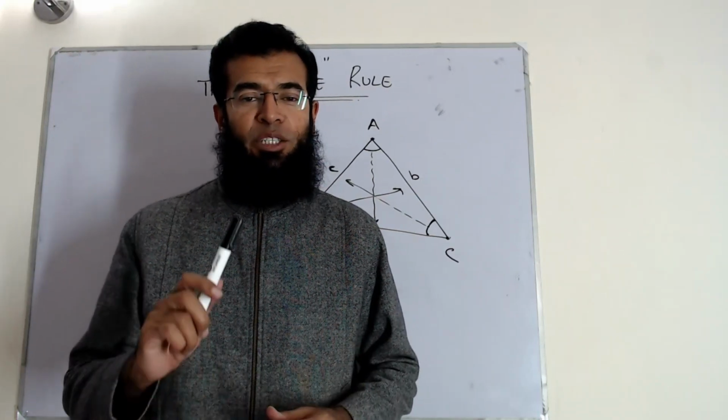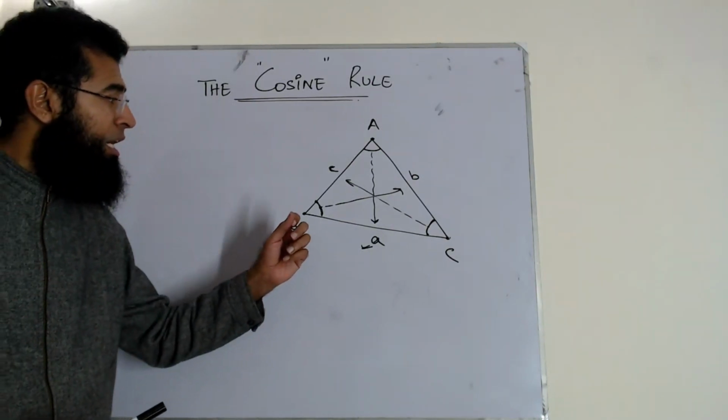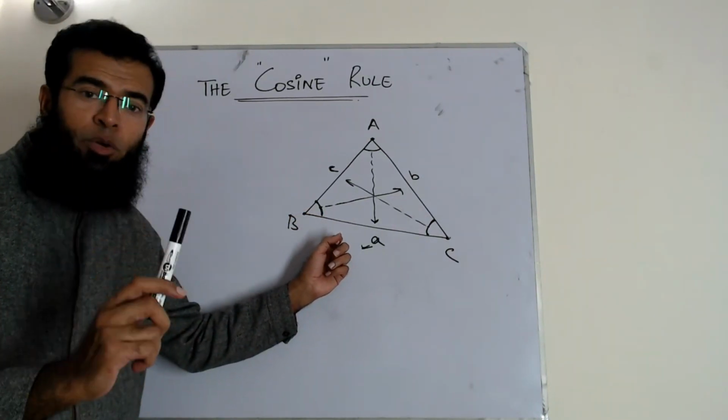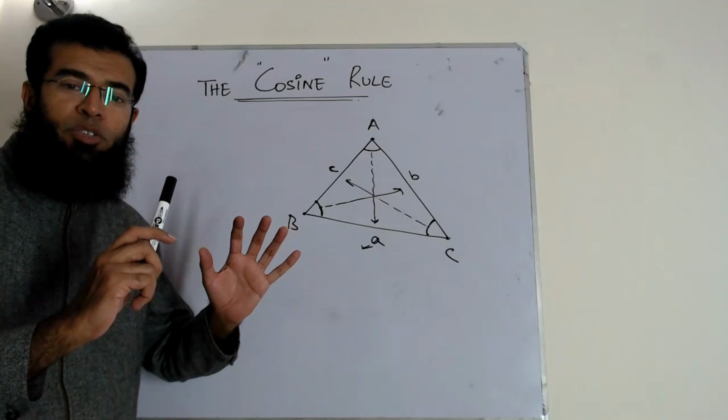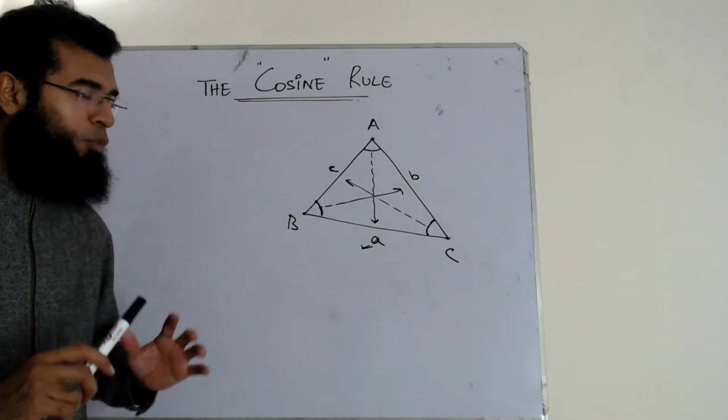Let's discuss the cosine rule. So what is the cosine rule? This is again a rule which will apply on triangles which are not right angle triangles, right? So what is this rule?